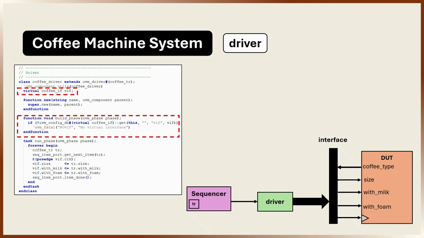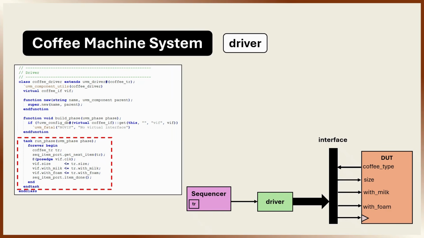Inside the run phase, the driver runs forever. Each time the sequencer provides a new transaction, the driver waits for the next rising clock edge and then places all the transaction fields onto the interface: the size, the with milk bit, and the with foam bit. After driving the inputs, the driver calls item_done to notify the sequencer that this transaction has been fully processed.